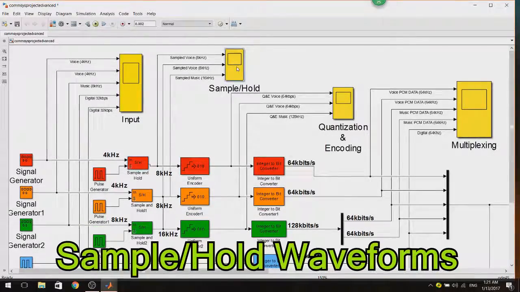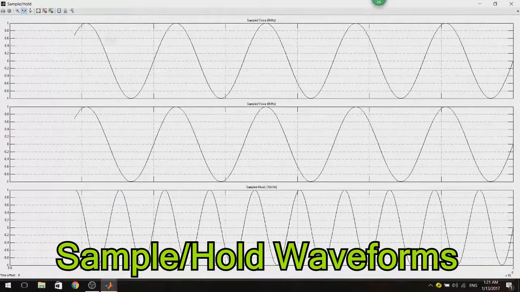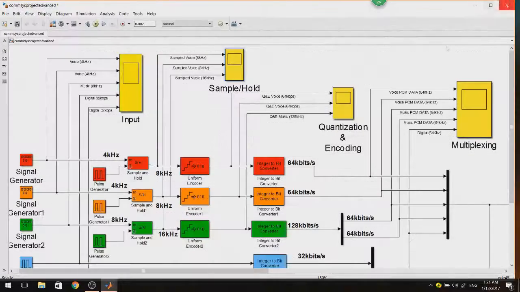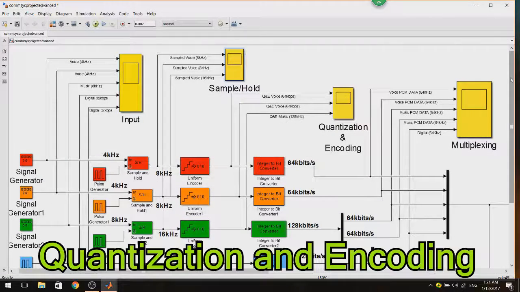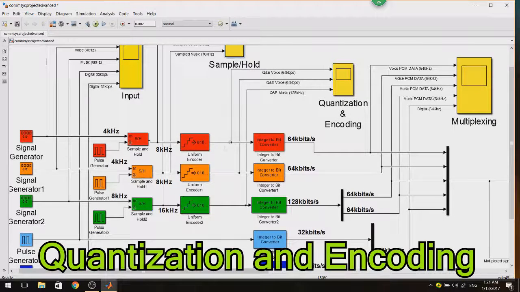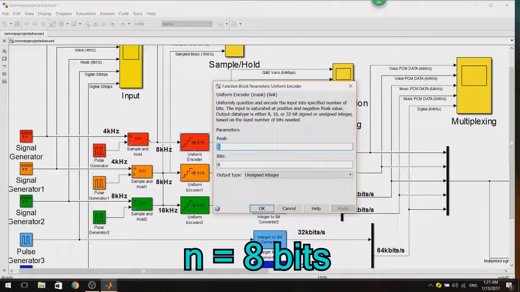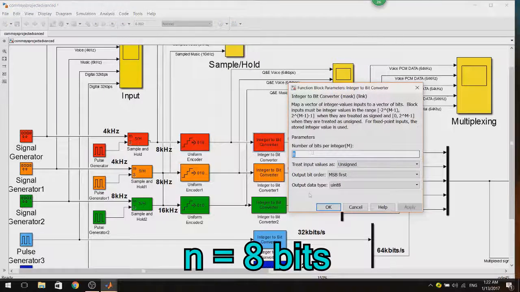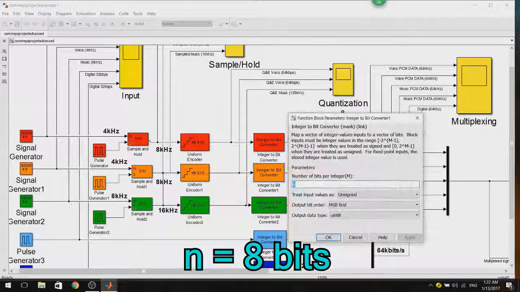This is the sample and hold waveform, as you can see. After sampling, we need to do the quantization and encoding. The uniform encoder is set to 8 because it's an 8-bit system. The digital to bit converter is also the same. Same goes to all.